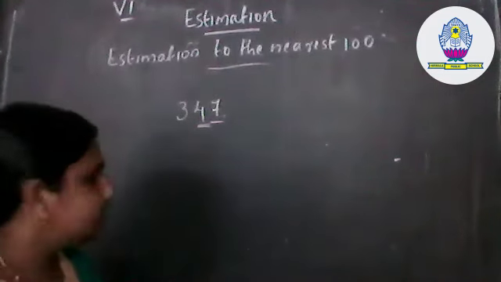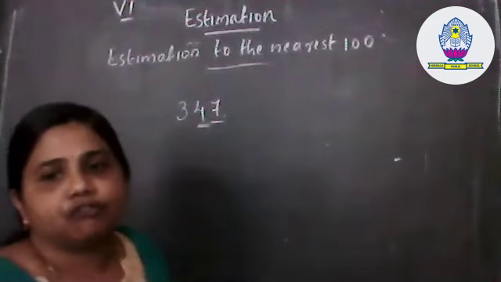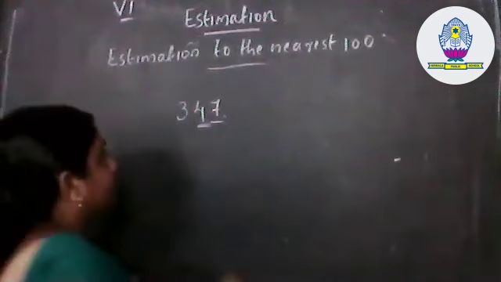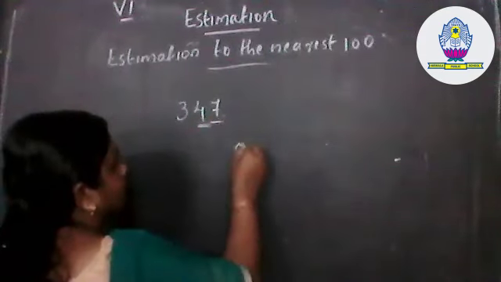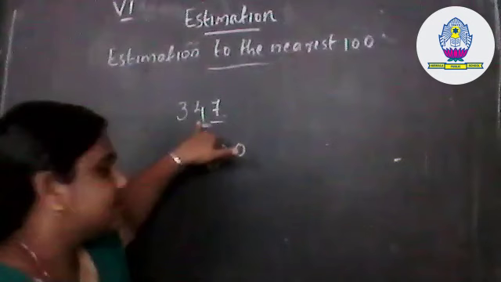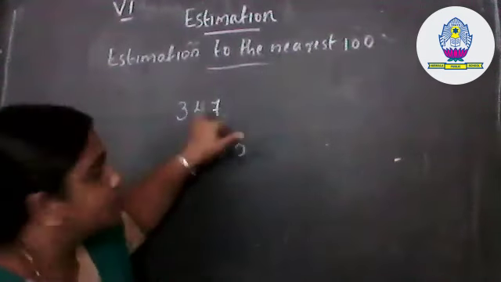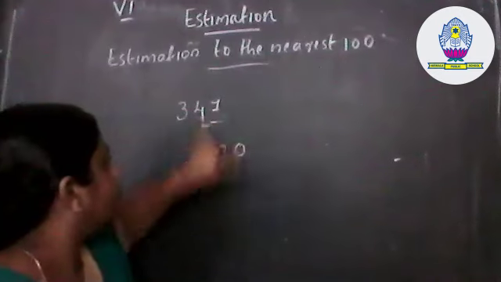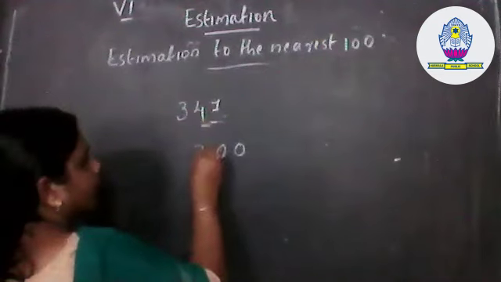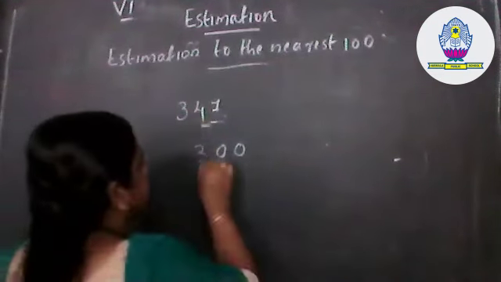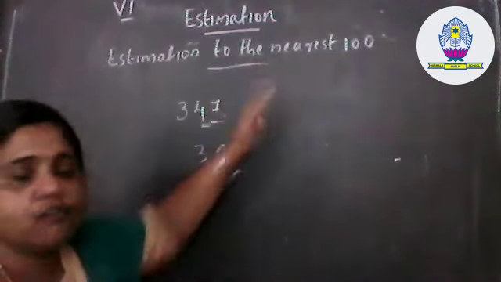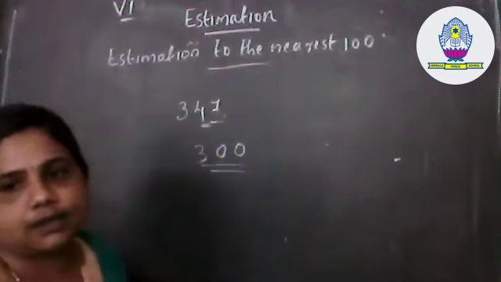If the number is less than 5, then the last two digits become 0. Here the number is 4. 4 is less than 5, so the last two digits, 7 and 4, are replaced by 0. And then the first number, that is the hundreds place number, stays the same. So the answer is 300. The nearest 100 of 347 is 300.